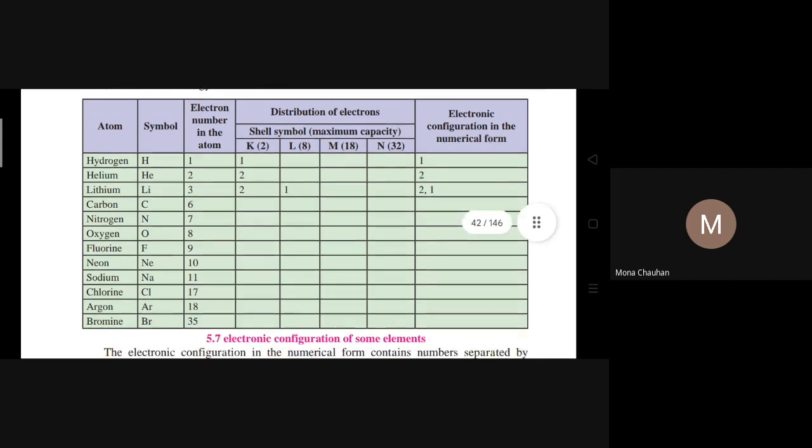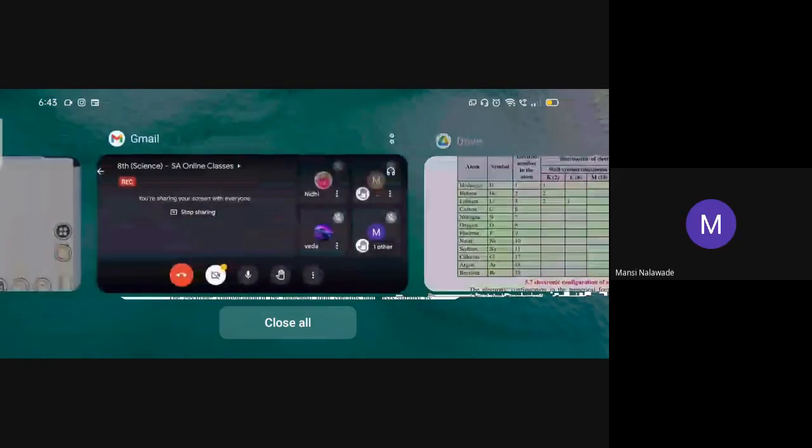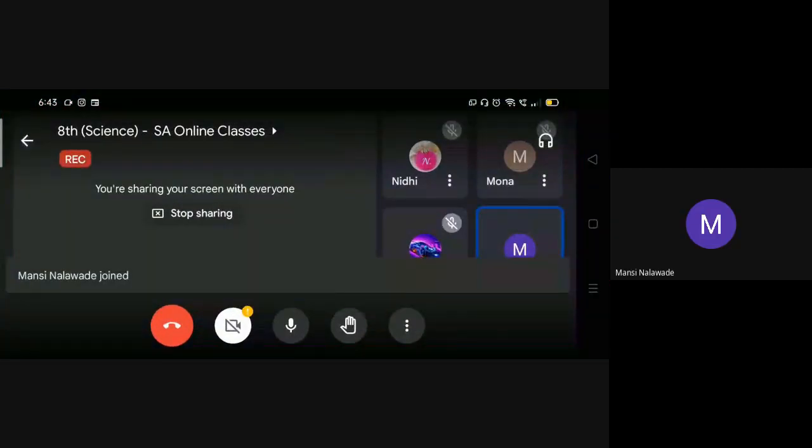Oxygen contains 8, so 2 will go in the K and the remaining 6 will go in L. Fluorine contains 9 electrons, so 2 will go in K and 7 will go in L. Now Mansi, can you answer for neon? Yes, ma'am. Neon contains 10 electrons. K shell will be 2 and L will be 8. Okay, fine, good.